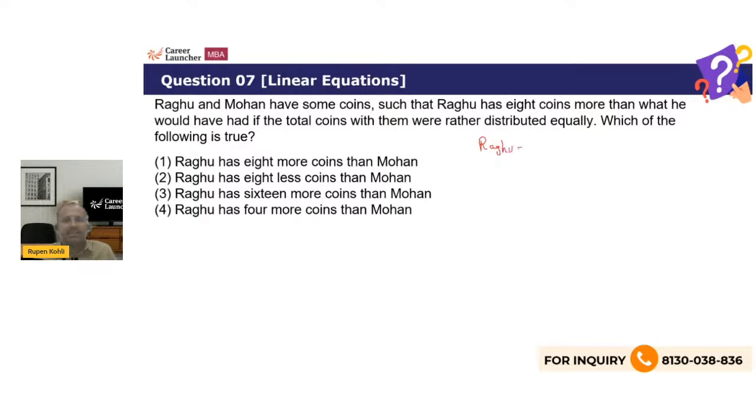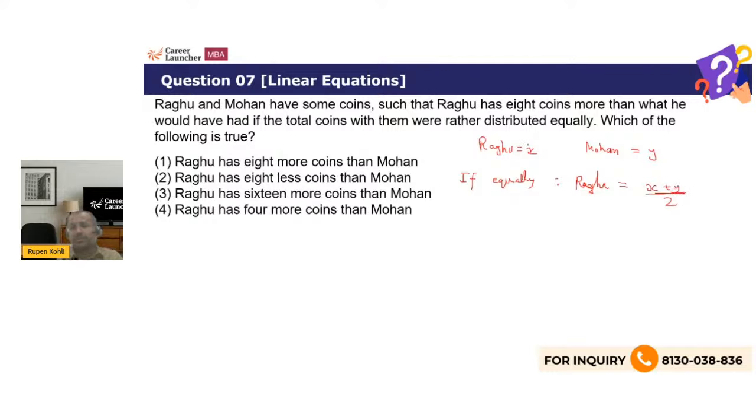Let's say Raghu has X coins. Let's say Mohan has Y coins. So Raghu has 8 more than what he would have had if the total coins were rather distributed equally. If the coins were distributed equally, then how many coins would Raghu have? He would get half of the sum of the coins, x plus y by 2.